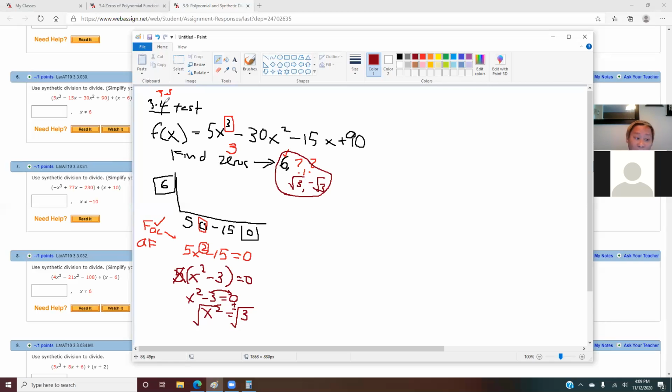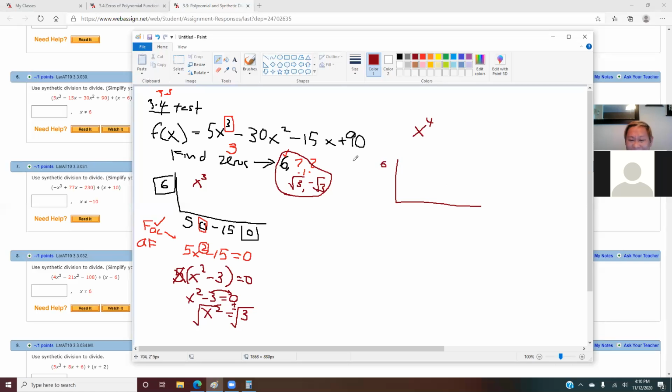And this is coming up later on in 3.3, 3.4, and then in your test. So you have to do all this work, and this is what happens when you have power 3. Do you know what happens when you have a power 4? You have to have 4 zeros. You have to do the synthetic division.